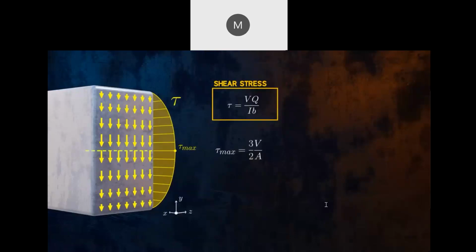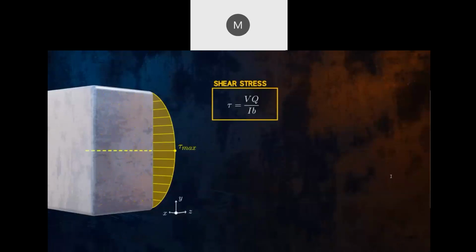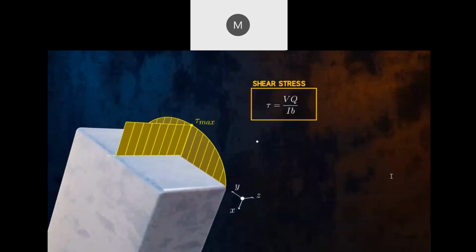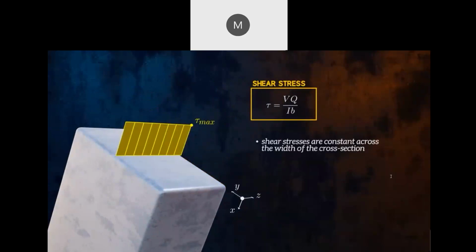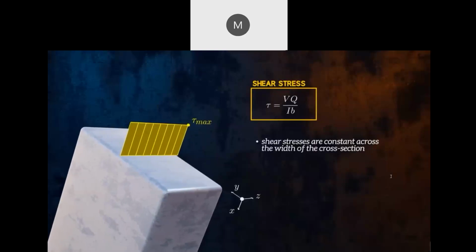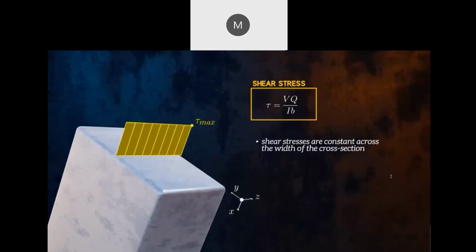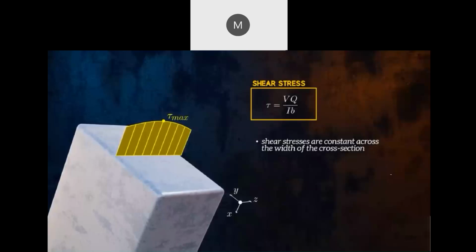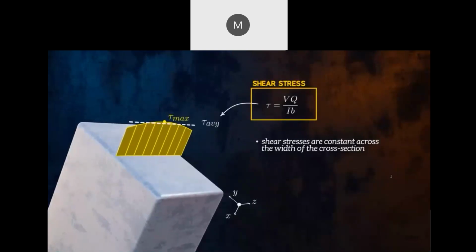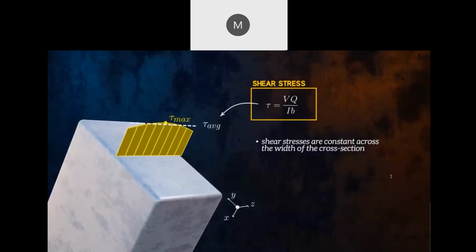It is equal to 1.5 times the average shear stress across the entire cross-section. The derivation of this equation for shear stress makes a few assumptions, so we need to be careful with how we apply it. First, it assumes that the shear stresses are constant across the width of the cross-section. For rectangular cross-sections, this is a reasonable assumption if the rectangle is thin. But for cross-sections like this one, the shear stresses can vary significantly over the width. And so, in these cases, the equation can really only give us the average shear stress across the width of the cross-section. It can't tell us what the maximum shear stress will be.